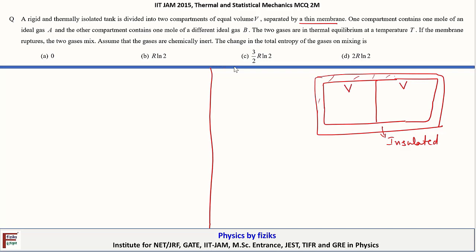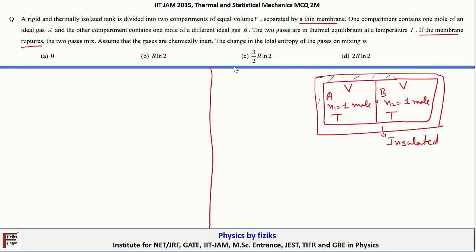Then one compartment contains 1 mole of an ideal gas A. So here in this compartment, let's say we have gas A, and in this compartment another gas called B, with N1 equal to 1 mole of gas A and N2 equal to 1 mole of gas B. The two gases are in thermal equilibrium at temperature T. So the temperature here is T, and here also it's T. Both of the gases, although they are different, are still at the same temperature. Now if the membrane ruptures, then what will happen? Suppose this membrane is broken, then what will happen? The two gases mix.